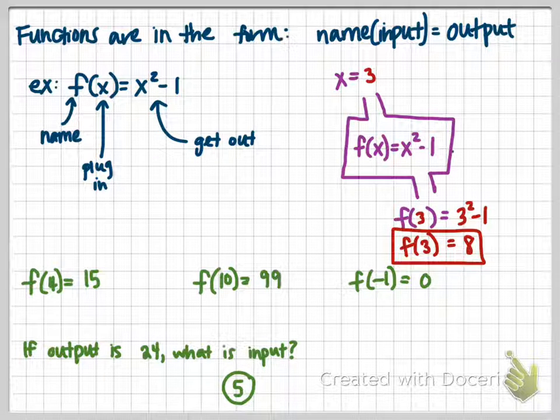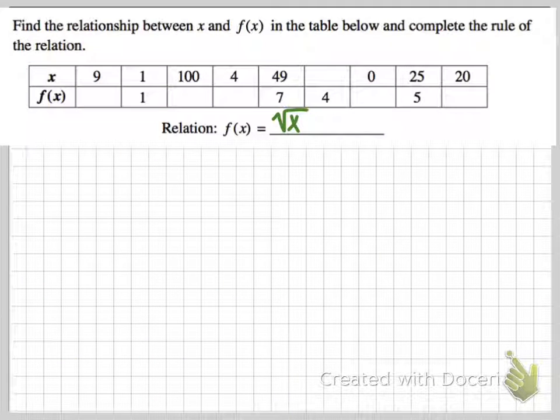Alright, let's talk about one last thing. You're going to see some problems where I give you a table, and you have to come up with the function that describes that table. So you can already see that I started to look here. If I plug 1 in and I get 1 out, and I plug 49 in and I get 7 out, I plug 25 in and I get 5 out.